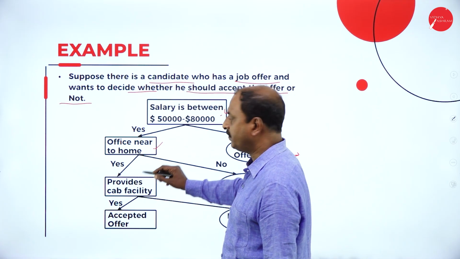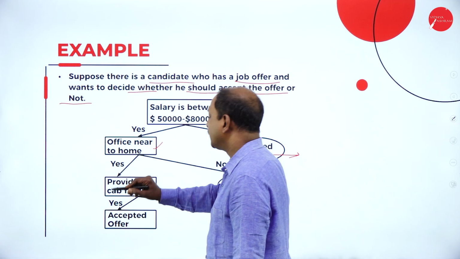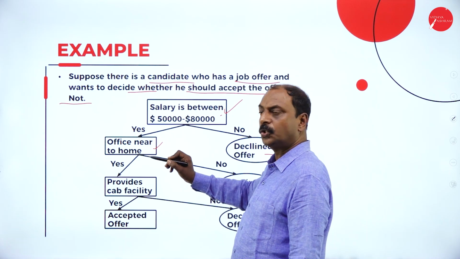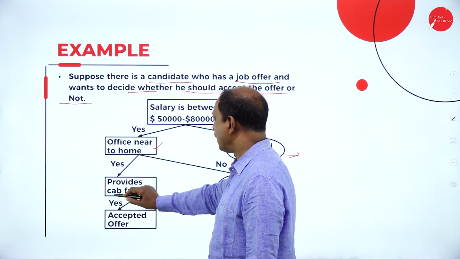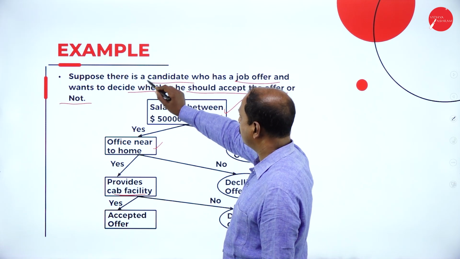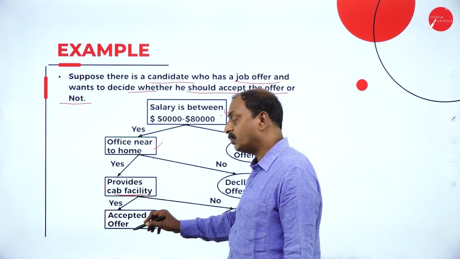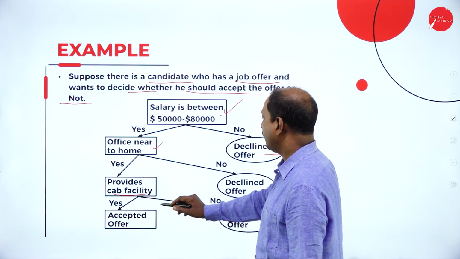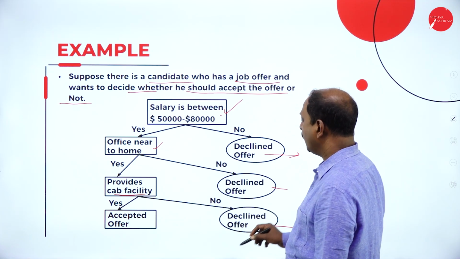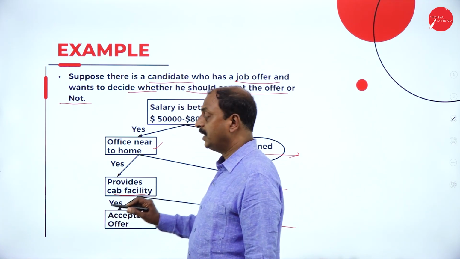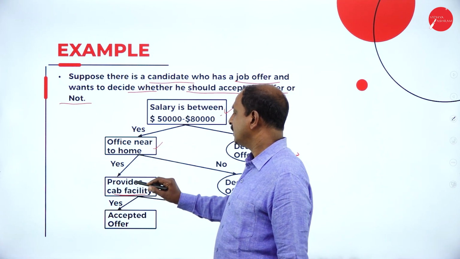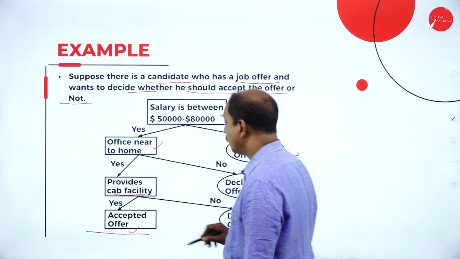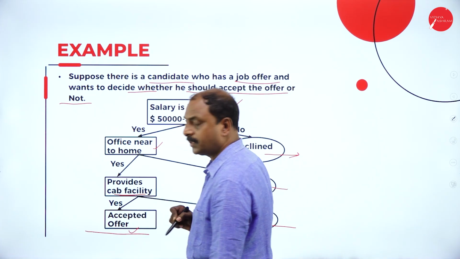If we say yes, he is willing to continue, then it comes to the next condition. What is the next condition? Here salary is okay, this condition is also true. The next condition is whether it provides cab facility. This particular candidate is looking for some more solution, so he is asking for cab facility. If it's no, he can decline that. And if it's yes, meaning the company is going to provide this cab facility, then he can accept the offer. So this is the end of the solution, the end of the problem. At this stage we got the solution.